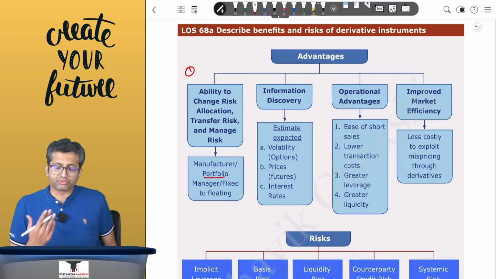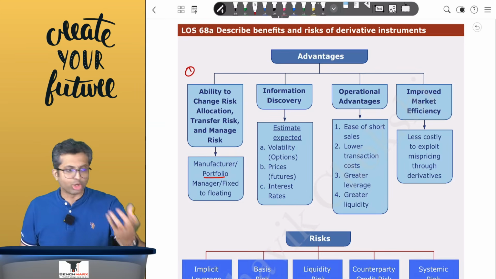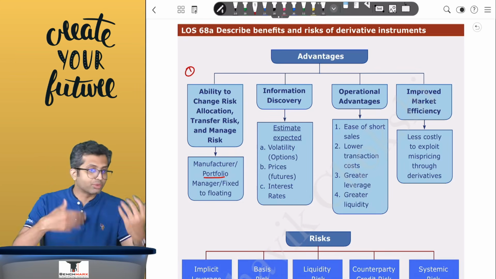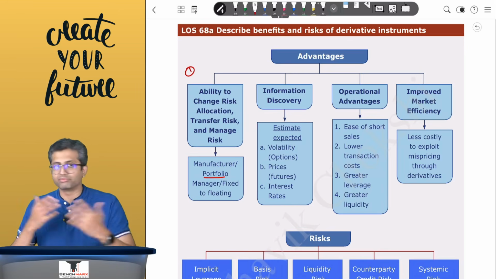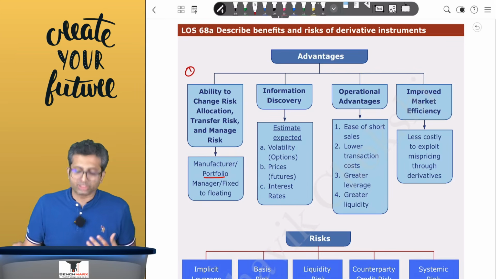If you think there is a lot of uncertainty, you can enter into a contract to reduce the risk. Or if you are a borrower who has borrowed at a floating rate, but you think the market is going to be very volatile, you can enter into a fixed for floating swap and again manage, transfer or reduce the risk. So that is one of the core advantages of a derivative.